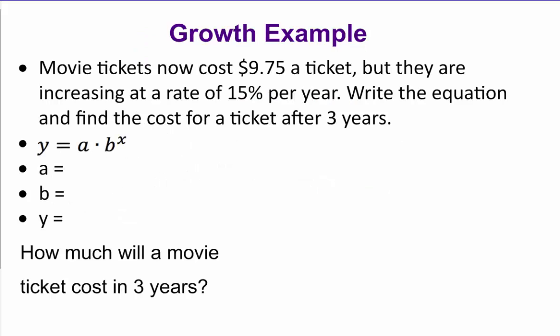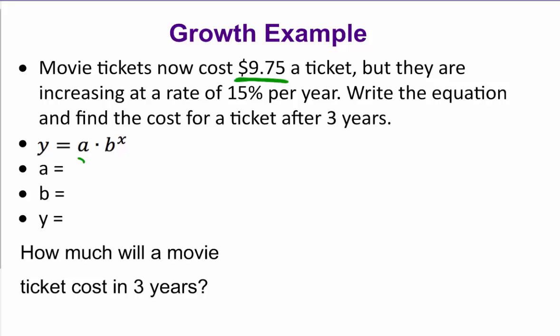Let's look at an example. Movie tickets now cost $9.75 a ticket, but they are increasing at a rate of 15% per year. Write the equation and find the cost for a ticket after 3 years. So we are going to start with our general form of the exponential equation, which is y equals a times b to the x. Then we're going to look to our story problem to get the rest of our information. Our a value, that is our initial value, is going to be $9.75 because right now tickets cost $9.75 a ticket.